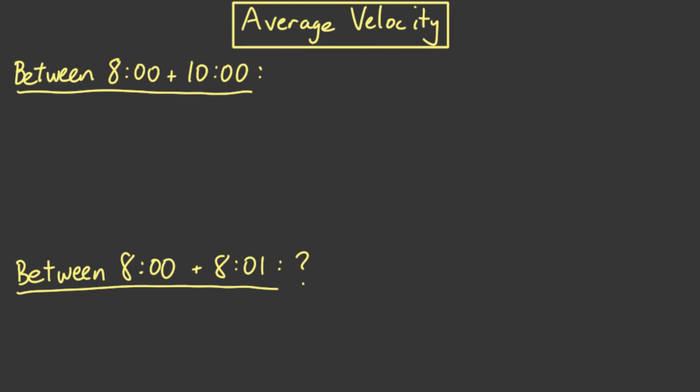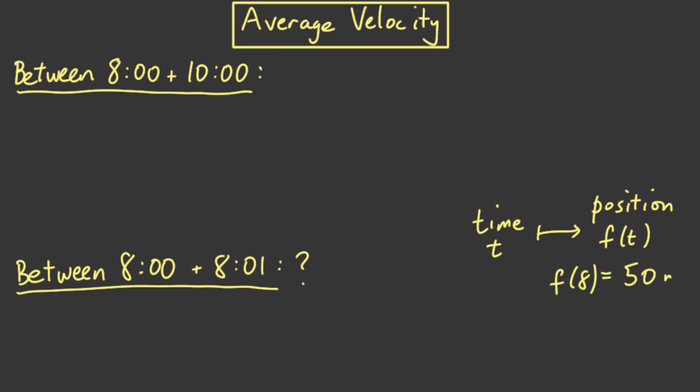organize all of this. We know that position is a function of time. So if we have t as representing time, then we can say that f of t is position. So our initial data was that our position at 8 o'clock was 50 miles. So f of 8 equals 50. And our position at 10 o'clock was 220 miles.